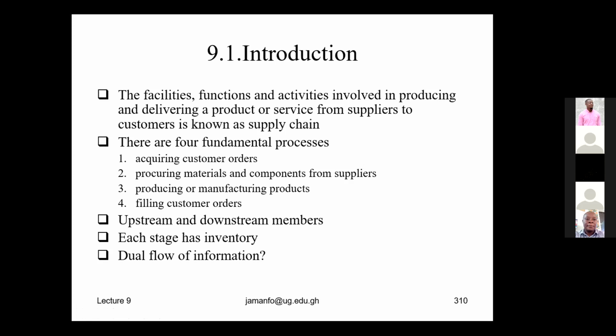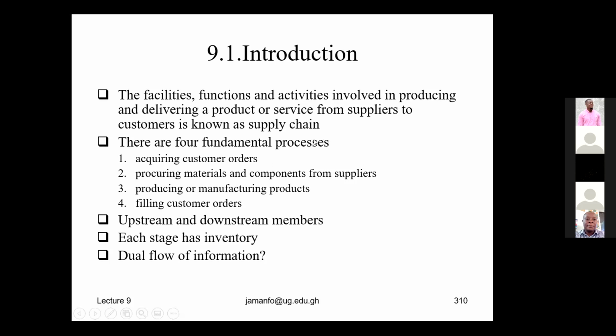Move on backwards upstream of the supply chain, we come to the manufacturer of the flour, talk about the flour mill. They have a facility, they have functions and activities. So the facilities, the functions, the activities involved in producing and delivering a product or a service. That tells you that it is not only a product that would have a supply chain, but a service can also have its supply chain. Okay? From suppliers to customers.